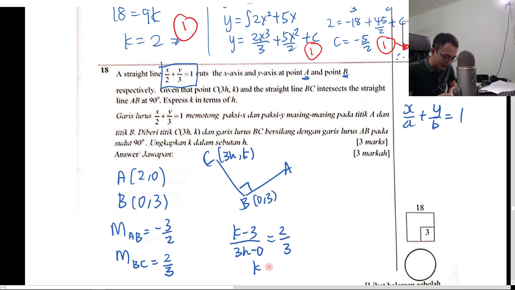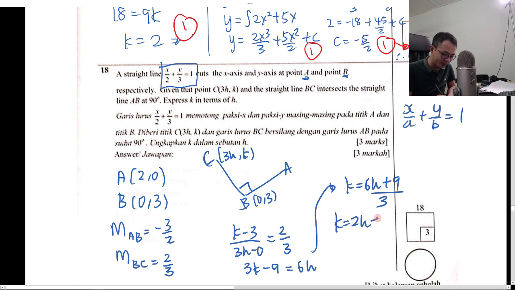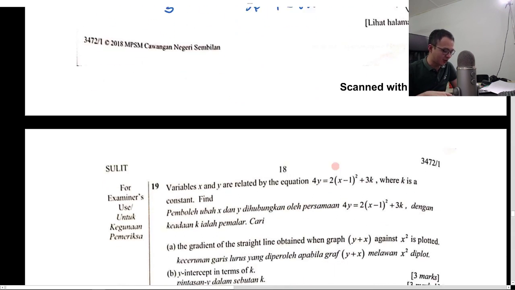So I will cross multiply, because I want to solve it. 3k - 9 = 6h. And I want k as the subject, so k = (6h + 9)/3. So k = 2h + 3. Right, this is how we solve this kind of question. Basically you need to understand the question a little bit before you start to do. You need to know what the question wants. Right, next question.